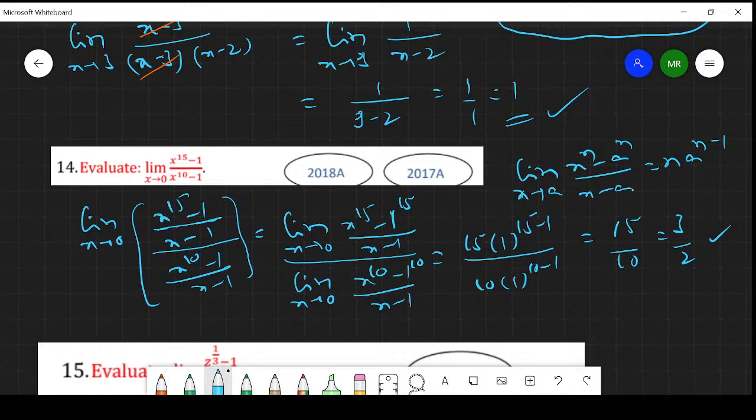Like that you can write this. Just remember, using this formula only. I can write the limit twice also. Divide by x minus 1. Take the limits for numerator and denominator. Apply the formula. Then it gives 3 by 2 as your answer.